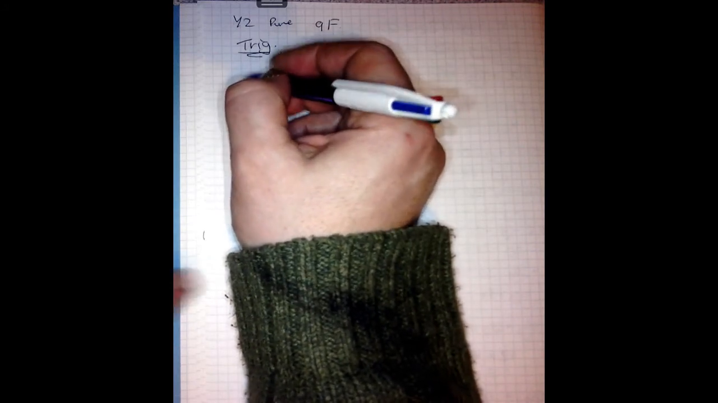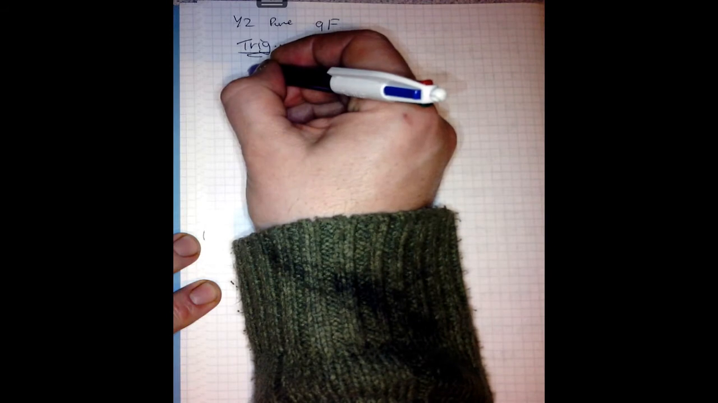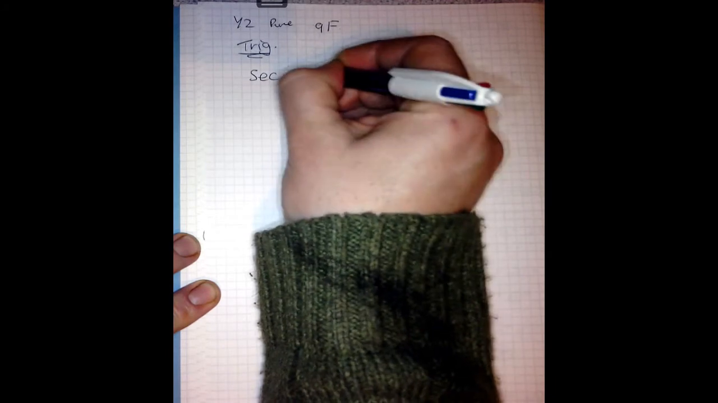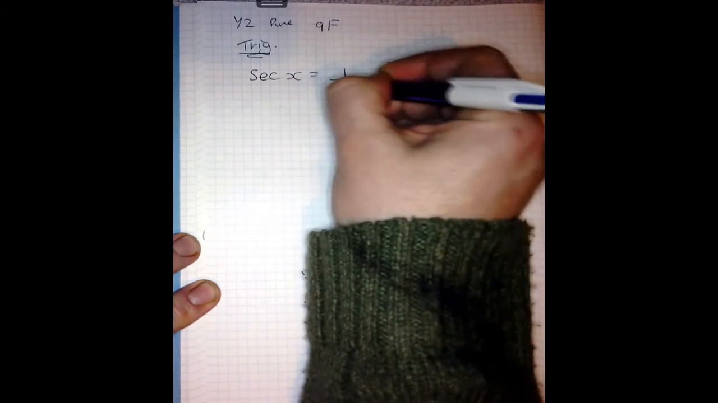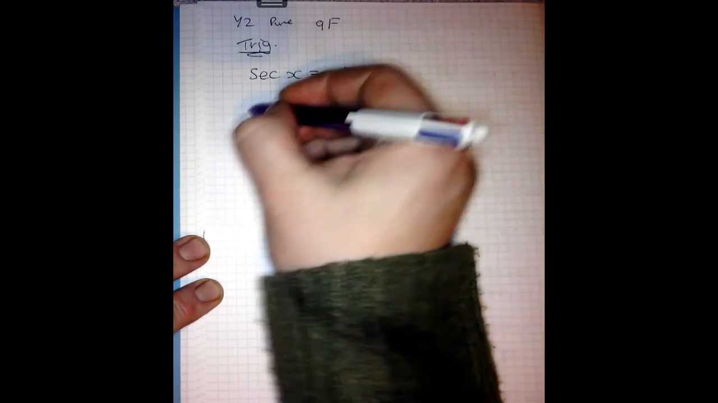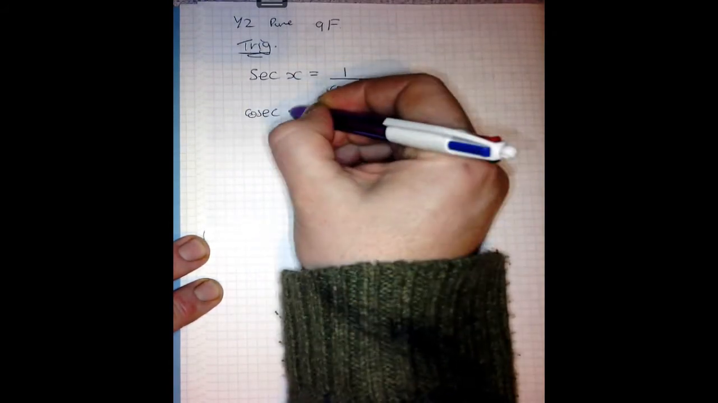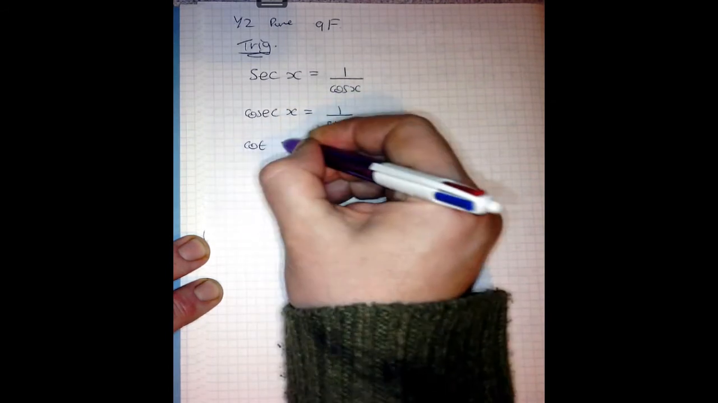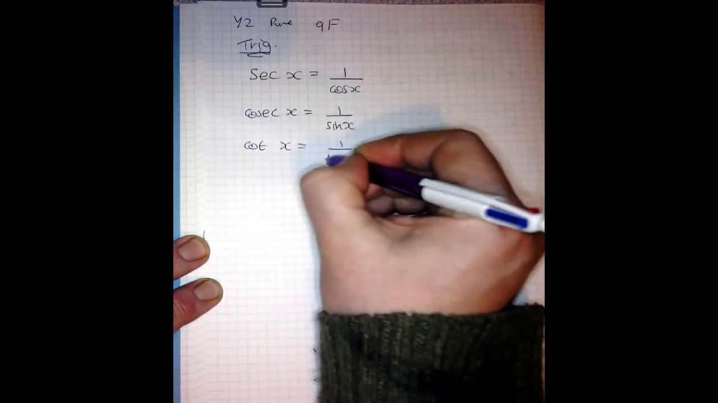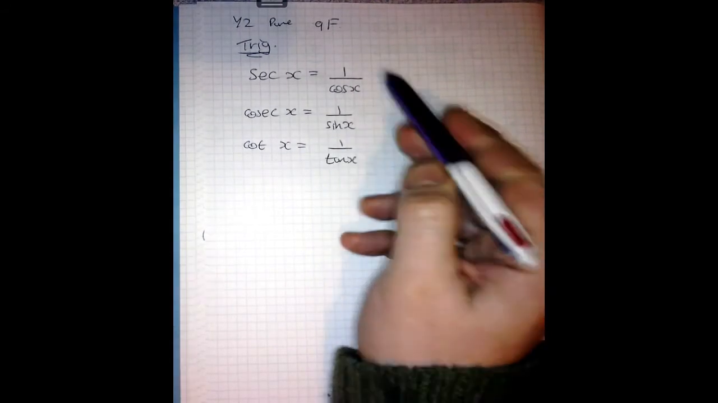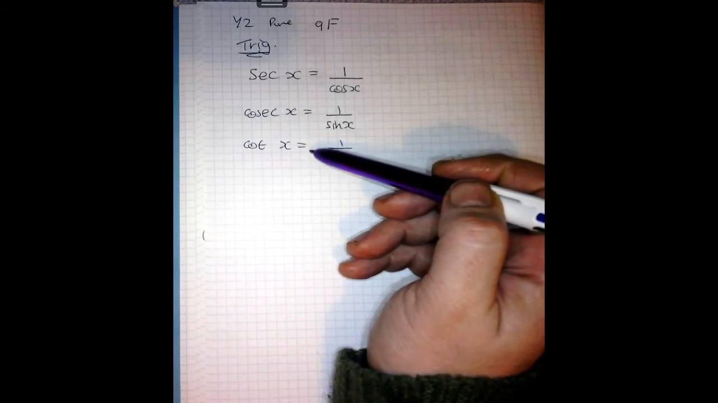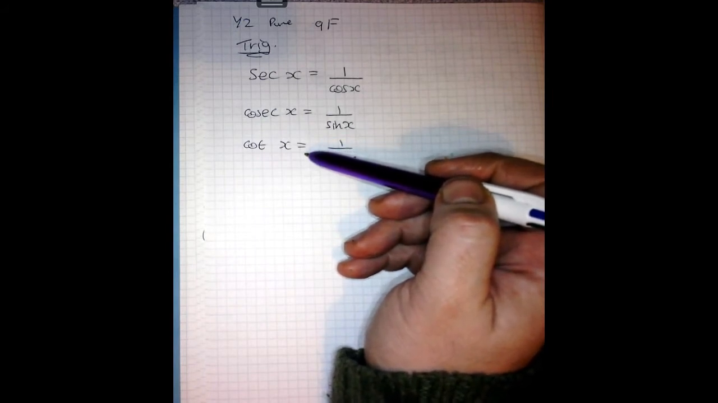We have these new identities: sec x, which is just 1 over cos x, cosec x, which is 1 over sin x, and cotan or cot x, which is 1 over tan x. And we deal with these quite a lot. That's all they mean. Like I say, I do urge you to go back and make sure you're all over chapter 6, because you'll be able to access this a lot more easily.